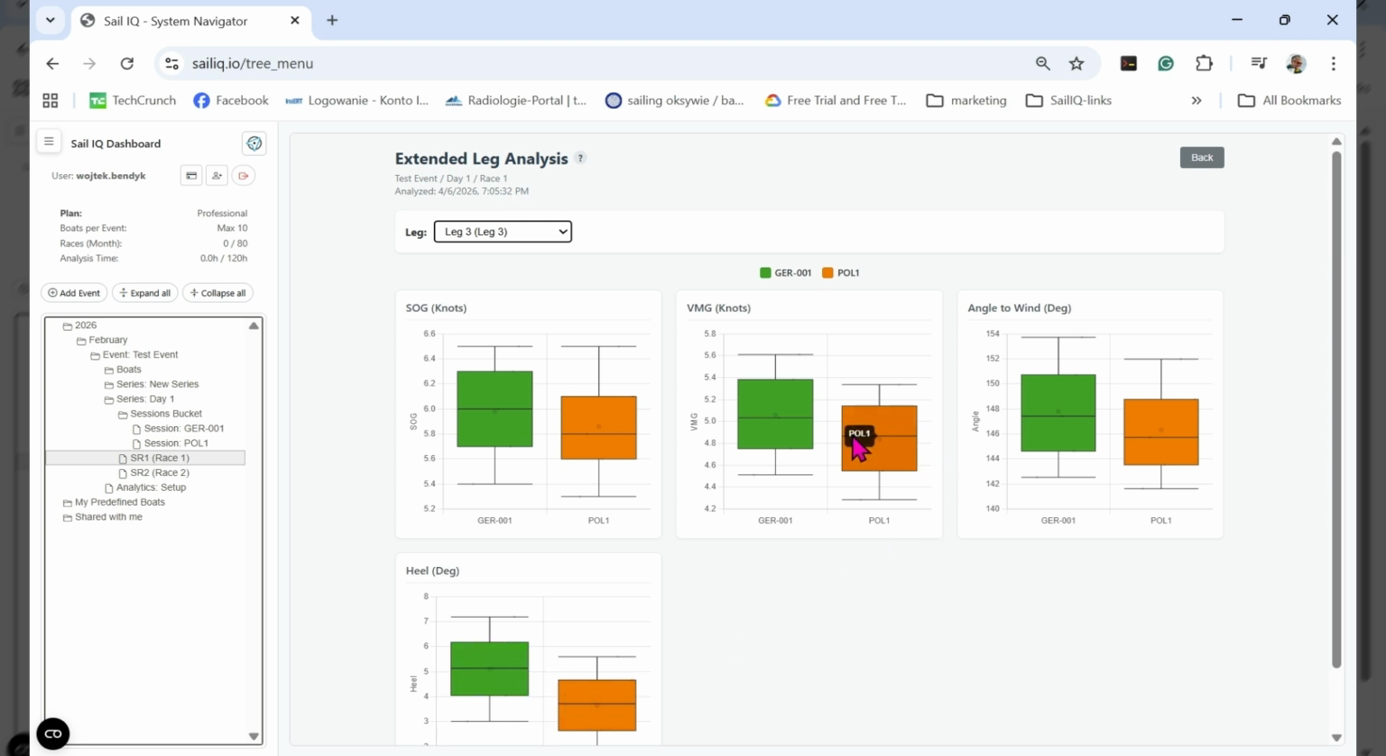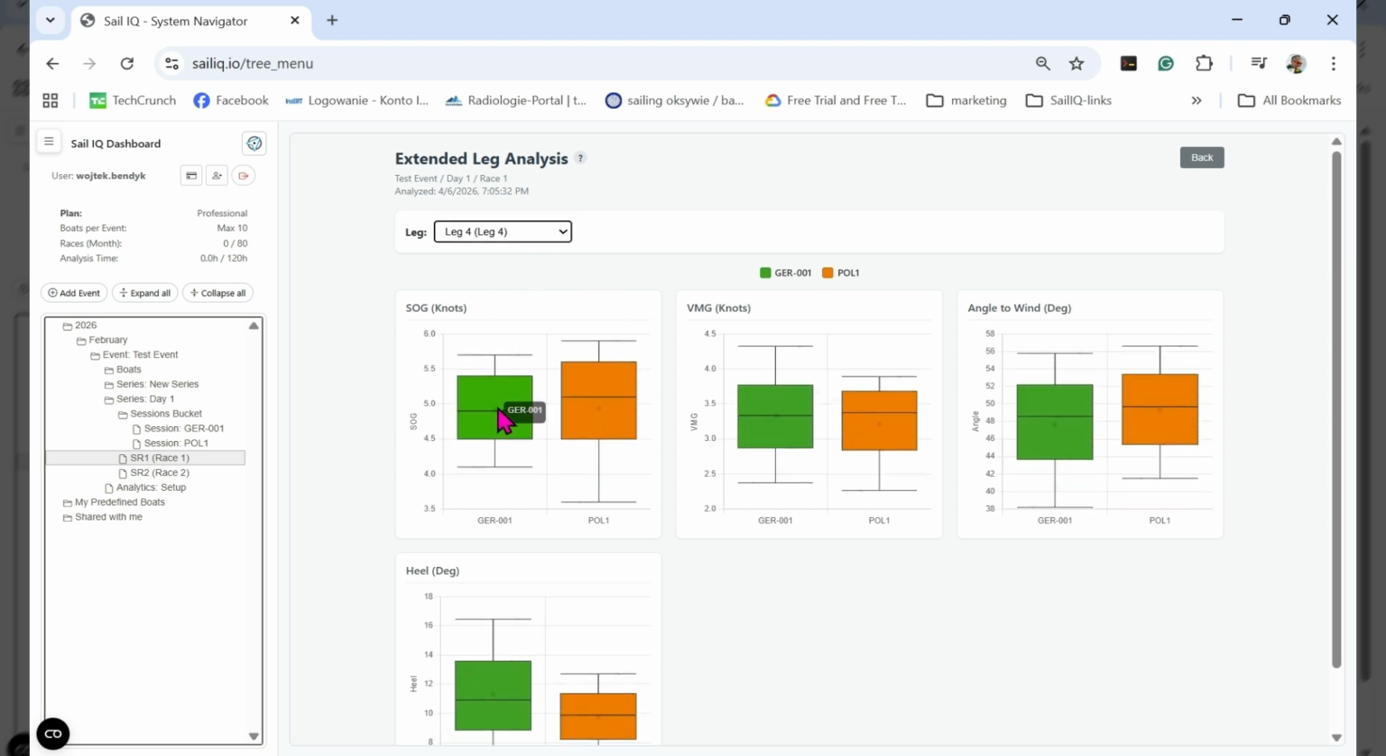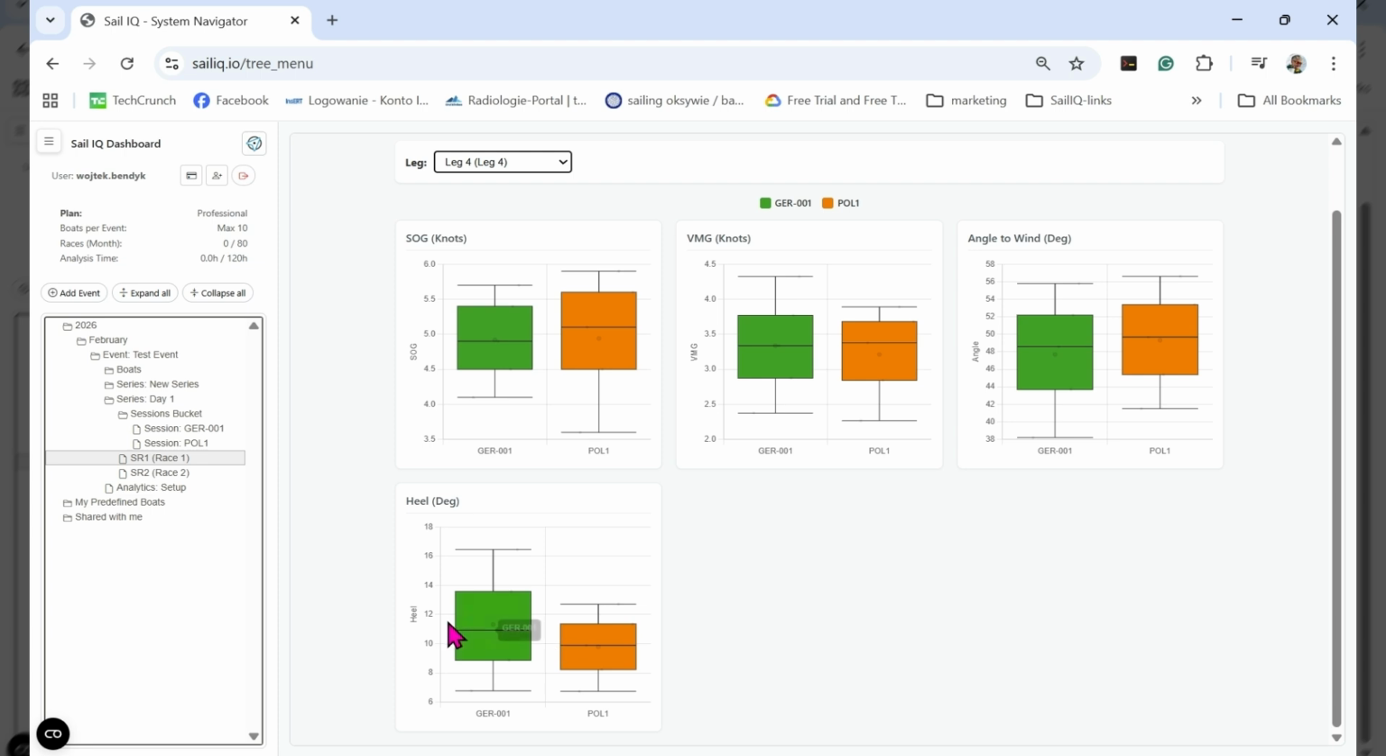Next, let's look at the second upwind leg. Here, POL1 shows better overall performance than before. However, when we examine the spread, represented by the top and bottom whiskers, we can see that POL1 speed over ground is less consistent compared to GR001. VMG for both boats is at a similar level. GR001 still maintains a slightly lower angle, which is better. And once again, GR001 shows slightly more heel, which may indicate more effective trim.